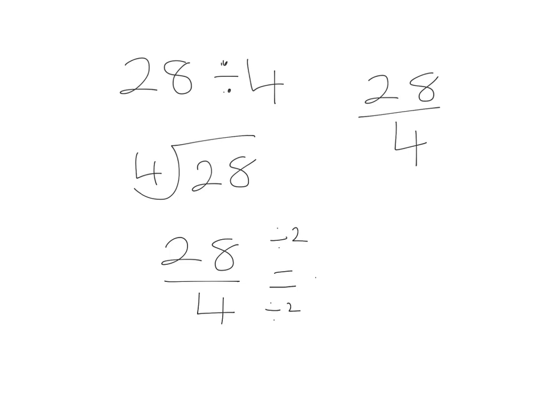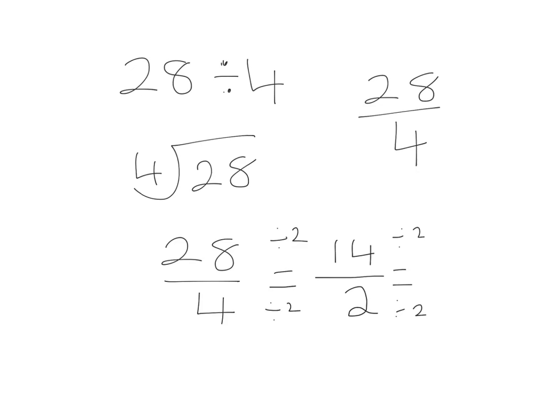So if I divide them both by 2, 28 divided by 2 is 14. 4 divided by 2 is 2. Do you agree 28 quarters is the same as 14 halves? 28 divided by 4 is the same as 14 divided by 2. And then I can make another equal fraction. Divide them both by 2 again. As long as you're doing the same to the bottom and the top.